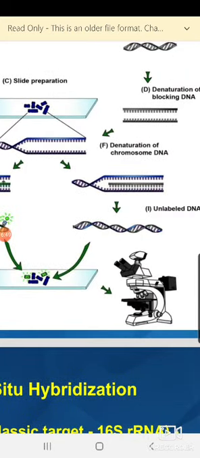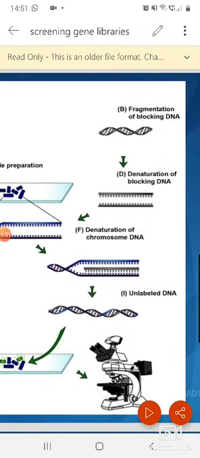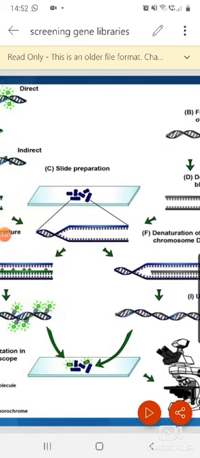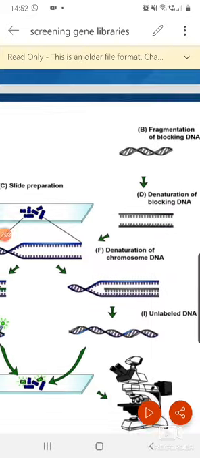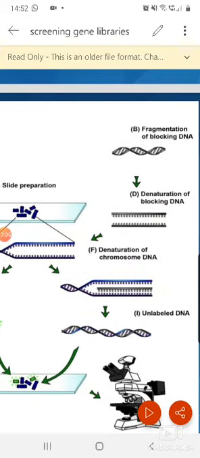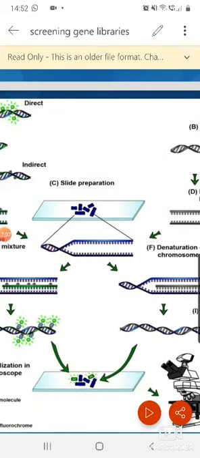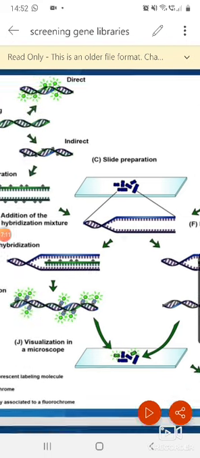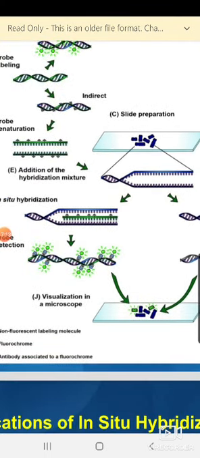So try to understand this part, this is fragmentation of blocking DNA. Why do we do this? Because with the probe we use this fragment of unrelated DNA in order to maximize the probe hybridization in the proper place, or you can say the other way, minimize non-specific hybridization.